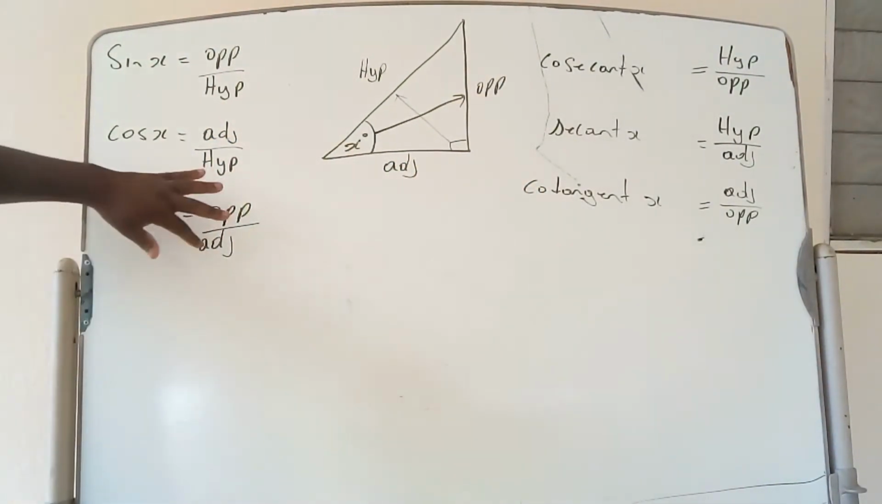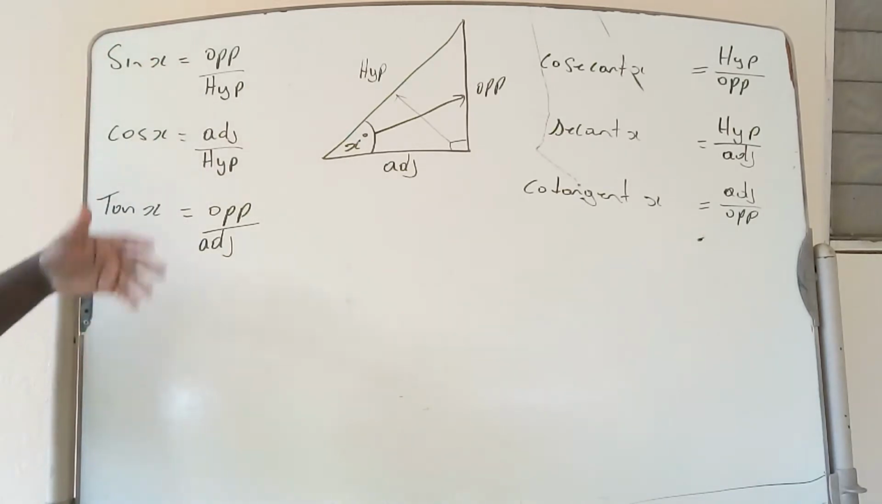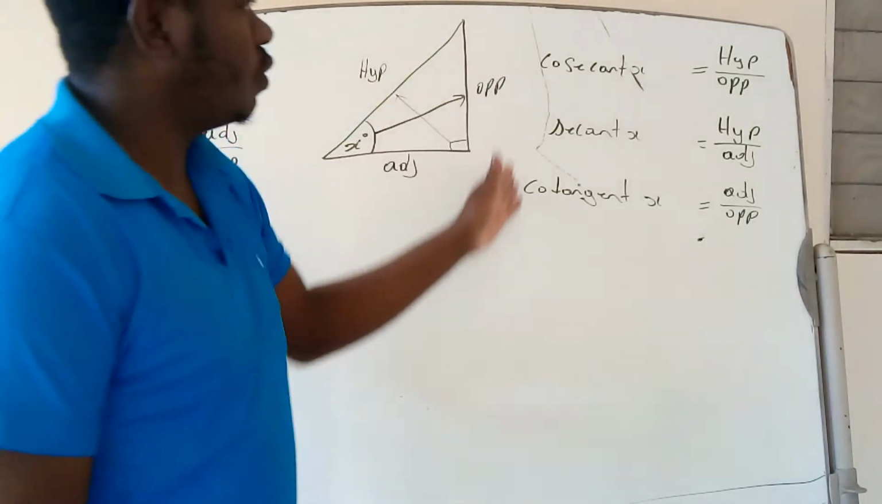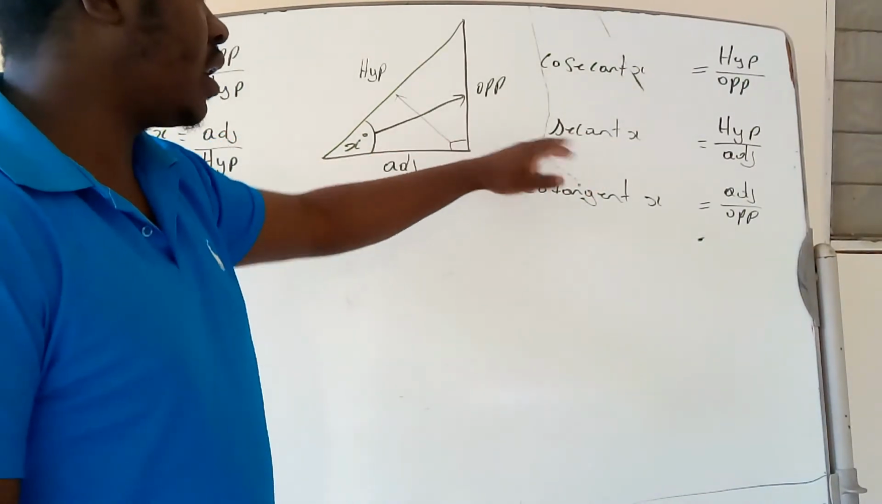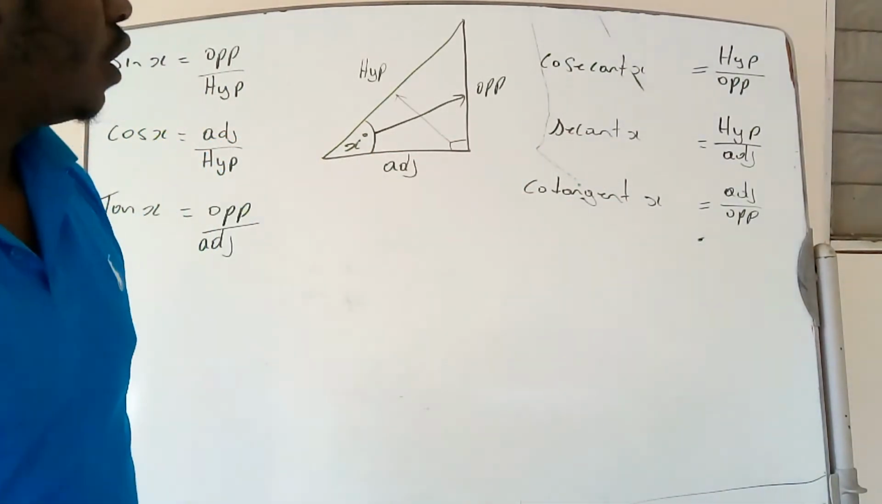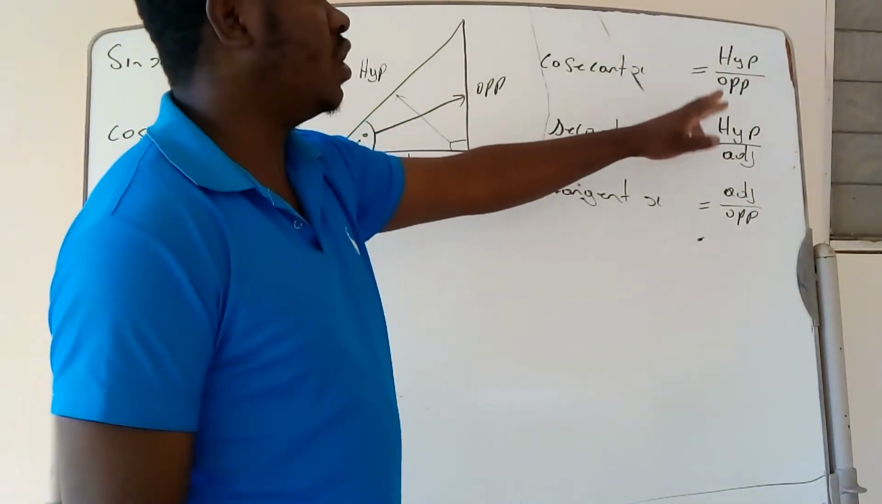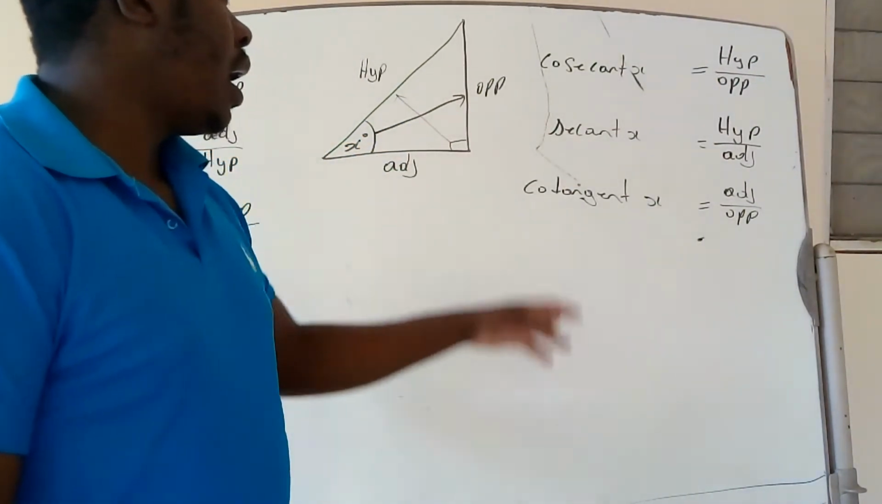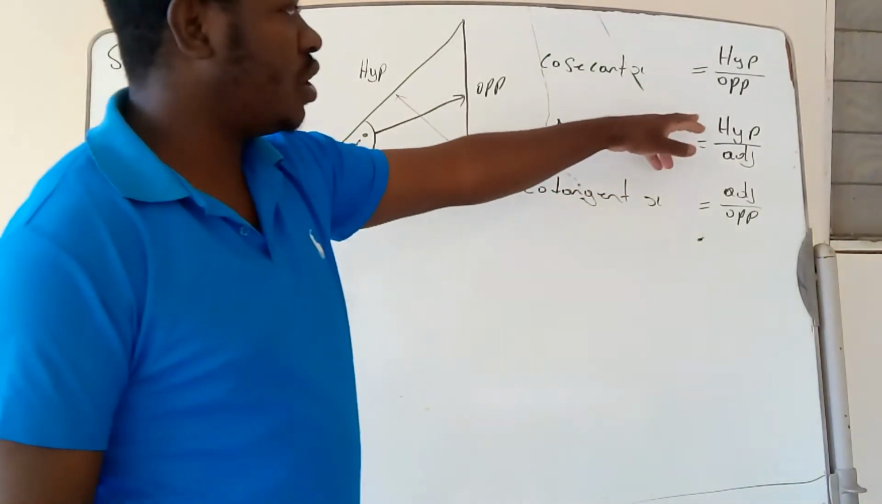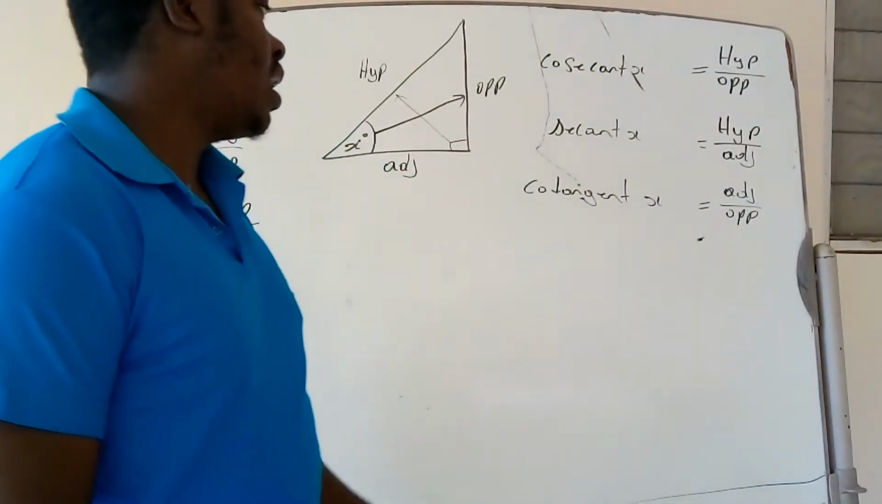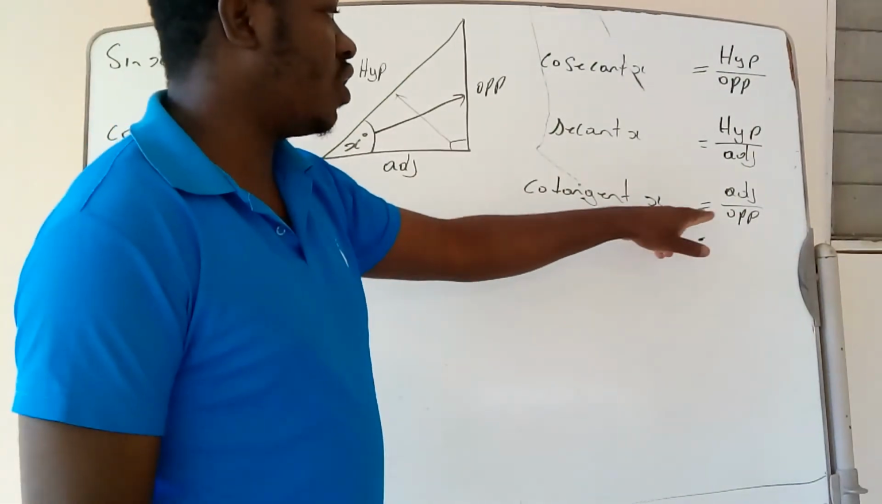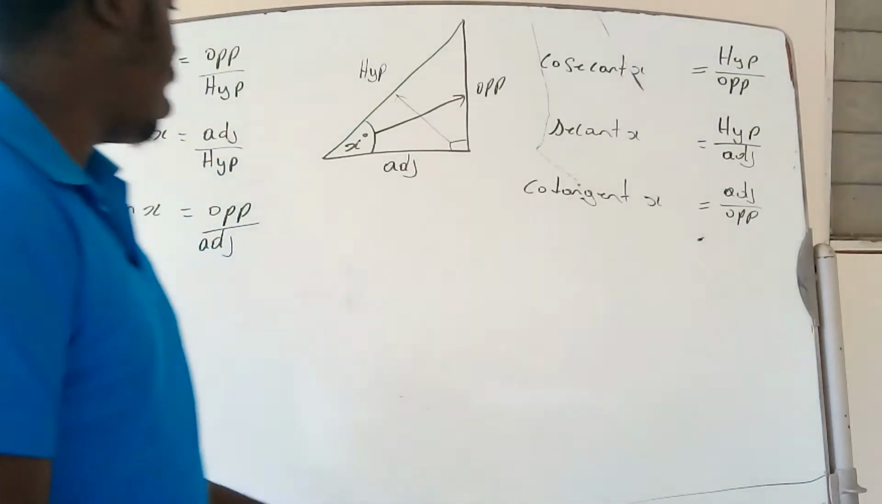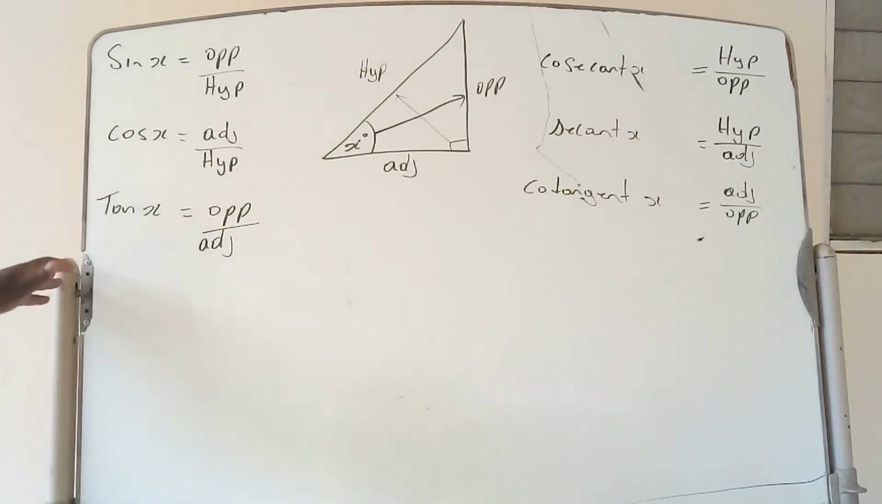So by flipping these over, we created three more ratios, which are cosecant of x, secant of x, and cotangent of x. So cosecant of x is equal to the hypotenuse divided by the opposite. And secant of x is just the hypotenuse length divided by the adjacent length. And cotangent of x is just the adjacent length divided by the opposite length. And now we have 6 ratios, 3 on this side, 3 on that side. But let's say you want to play around with these ratios.